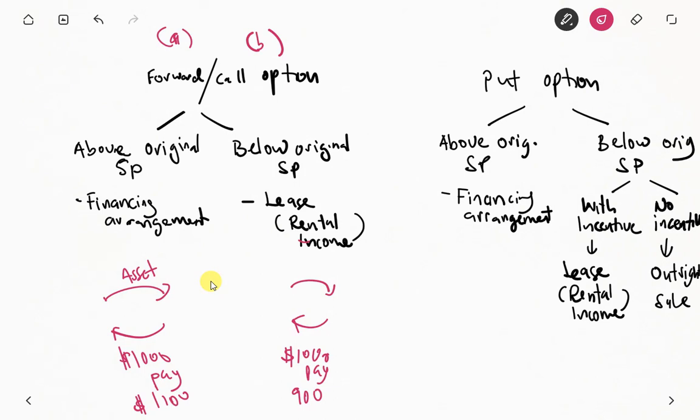A call is to buy, a put is to sell. So the seller has got an option. So above, then it's a financing arrangement. If it's below, do they have an incentive? No. Okay, no incentive to ask us to buy, then they will keep the asset, it's an outright sale. If they have the incentive, they will ask us to buy. They ask us to buy, then it's a rental. It's below.